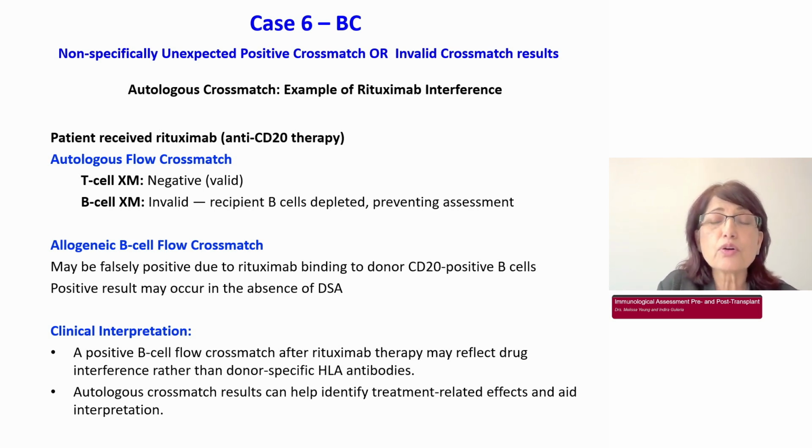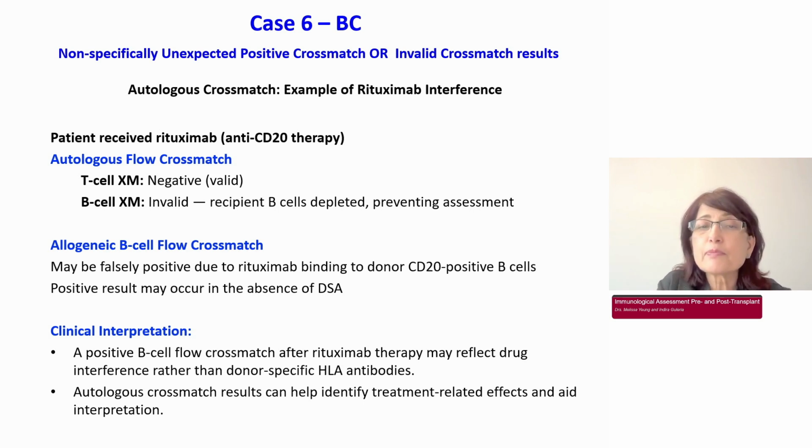In fact, it's so positive that you could sometimes tell that it is not a real DSA-based flow signal, and we could say that this is based on the CD20. So a positive B cell flow cross match after rituximab therapy may reflect drug interference rather than donor-specific HLA antibodies. And autologous cross-match results can help identify treatment-related effects.